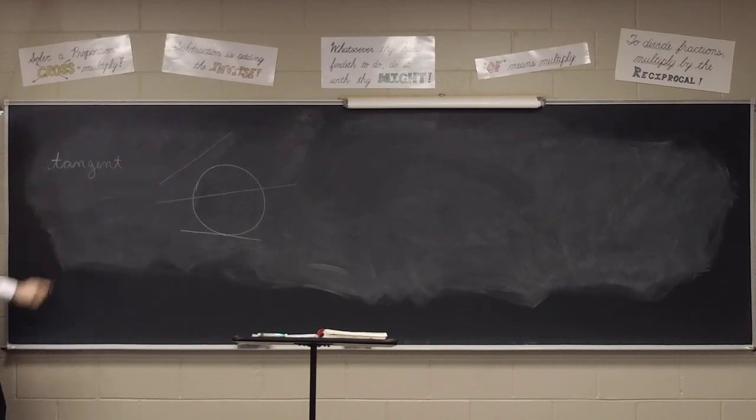Tangent. A tangent is a line that intersects a circle at only 1 point.